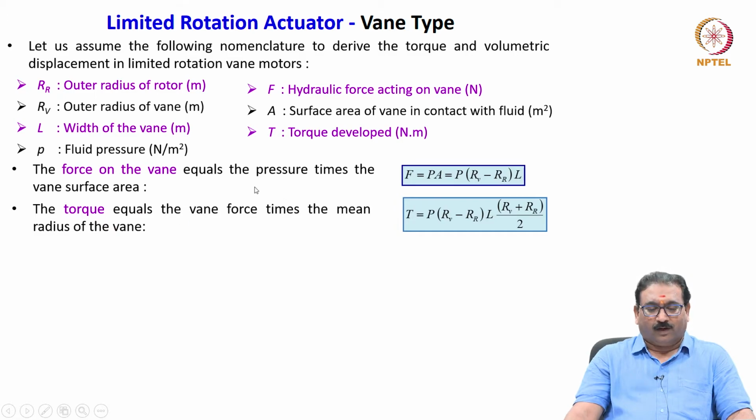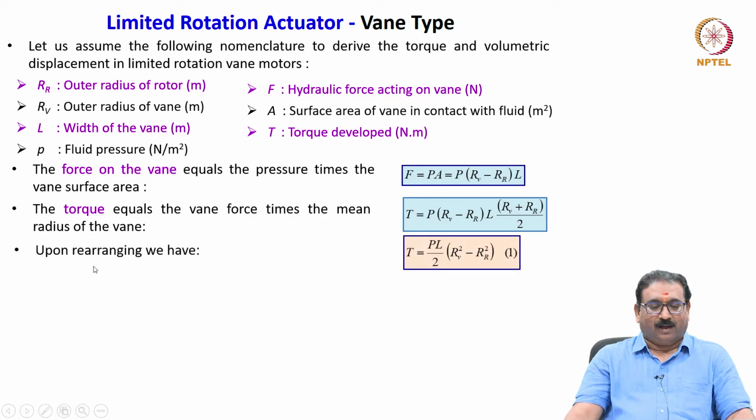The torque equals the vane force times the mean radius of the vane. T equal to this force multiplied by (RV plus RR) by 2, because you have to take the mean radius. Upon rearranging the terms, I will get T equal to PL by 2 multiplied by (RV square minus RR square). Call this equation number 1.